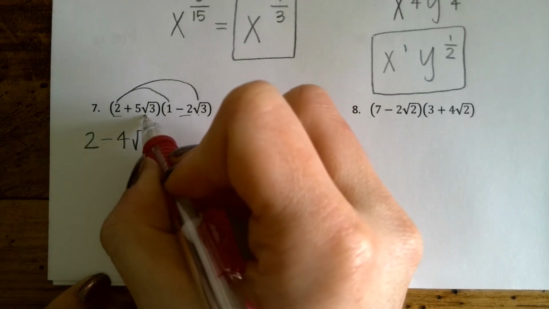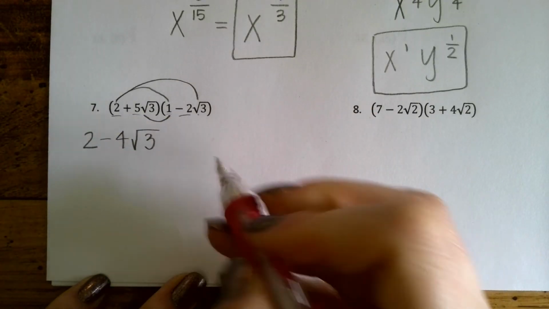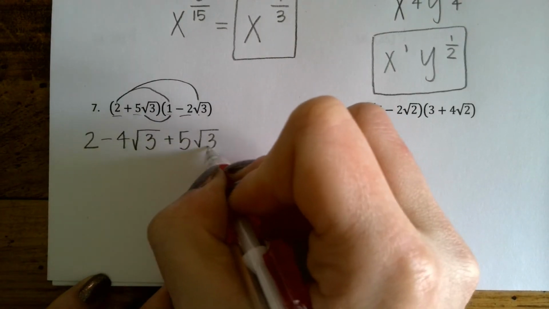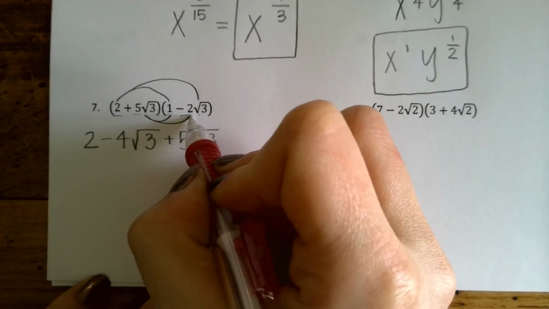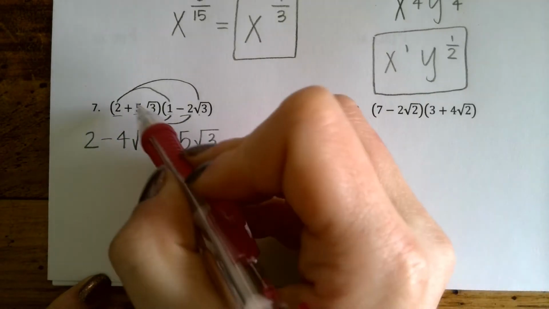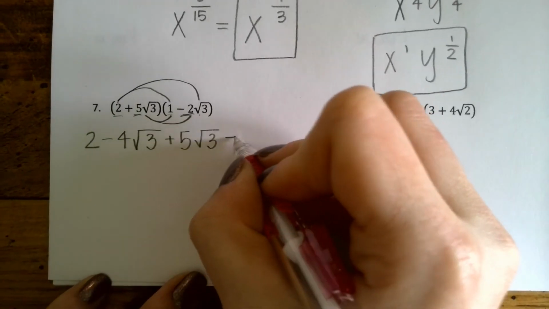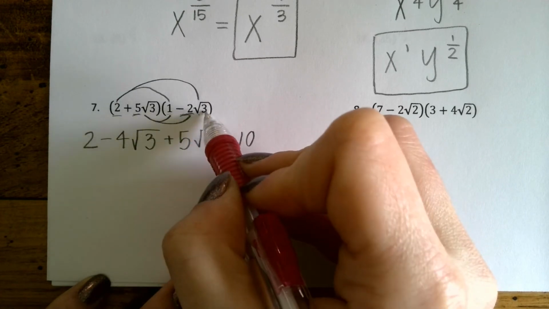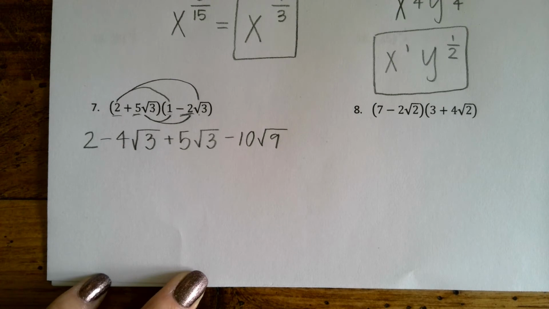Next, I have 5 square root of 3 times 1. The 5 and the 1 are both outside, so they multiply to give me 5, and I keep the square root of 3. Next, I have 5 square root of 3 times 2 square root of 3. The outsides multiply, so -2 and 5 gives me -10. And the insides multiply, so 3 times 3 gives me 9 inside of a radical.